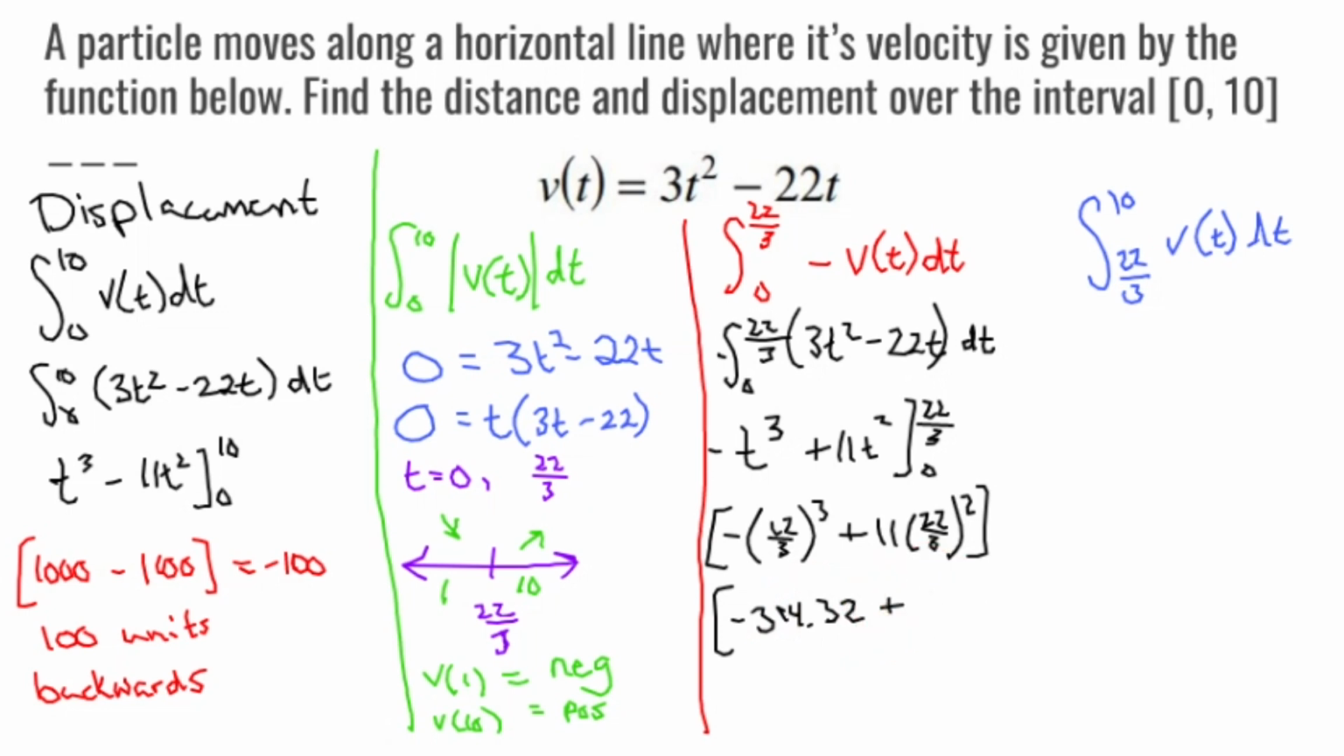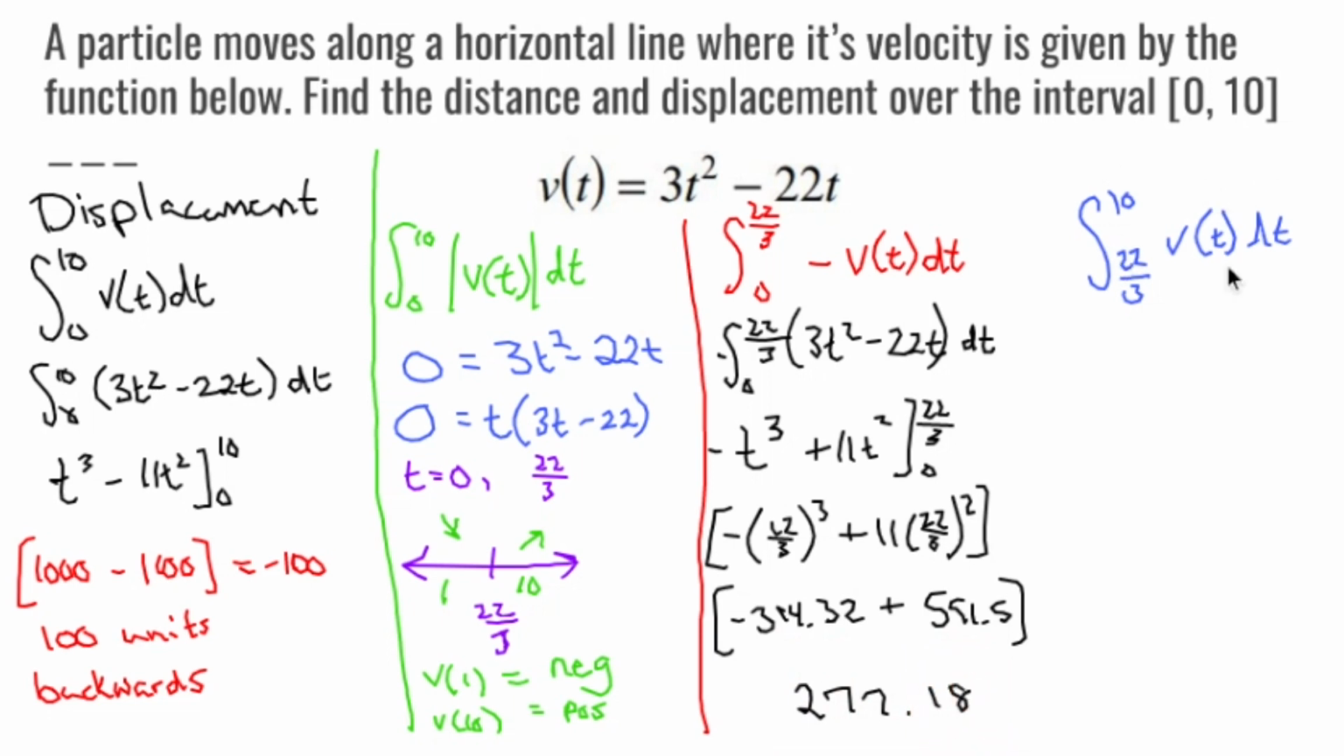What's 22 over 3? It's approximately 7.333. What's 7.333 squared? It's approximately 53.77. What's 53.772889 times 11? It's approximately 591.5017. Okay, that actually did work. So 591.5 minus 314.32. It's 277.18. Okay. Lots of calculating there.